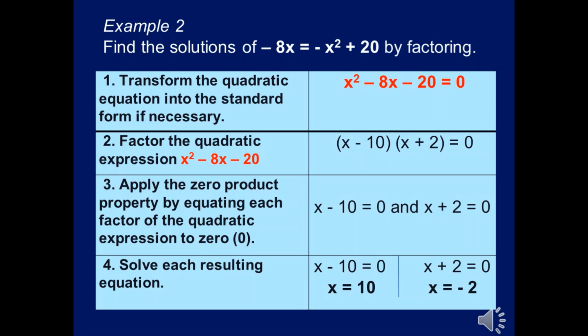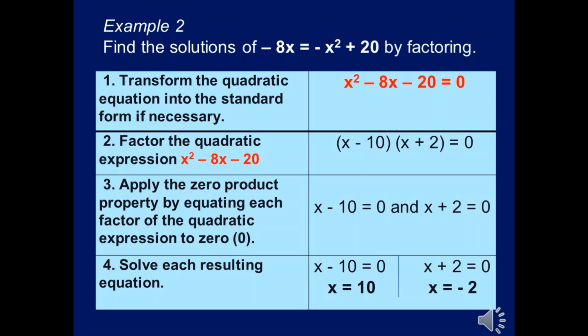Then after that, we apply the factoring technique. So the factored form of this equation is x minus 10 times x plus 2 equals 0. Then we apply the zero product property by equating each factor of the quadratic expression to 0. So in this case, it becomes x minus 10 equals 0 and x plus 2 equals 0. Then we're going to solve now the values for x.